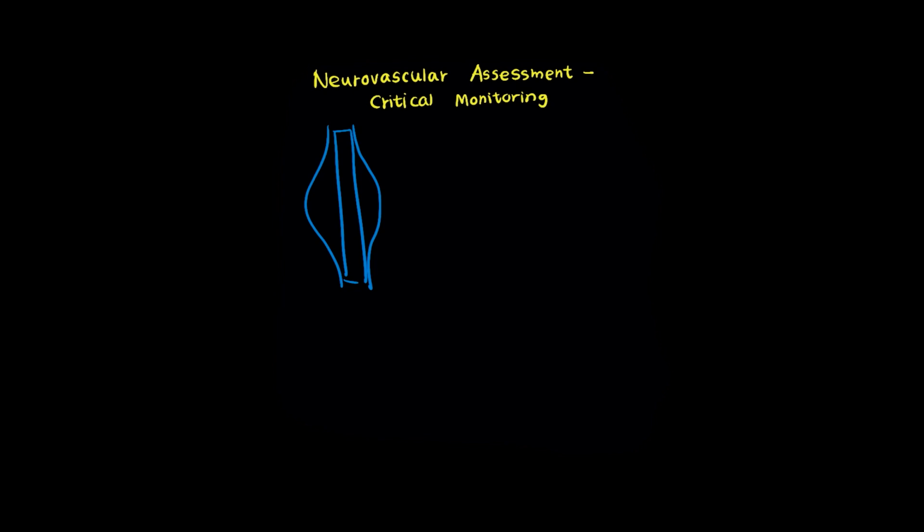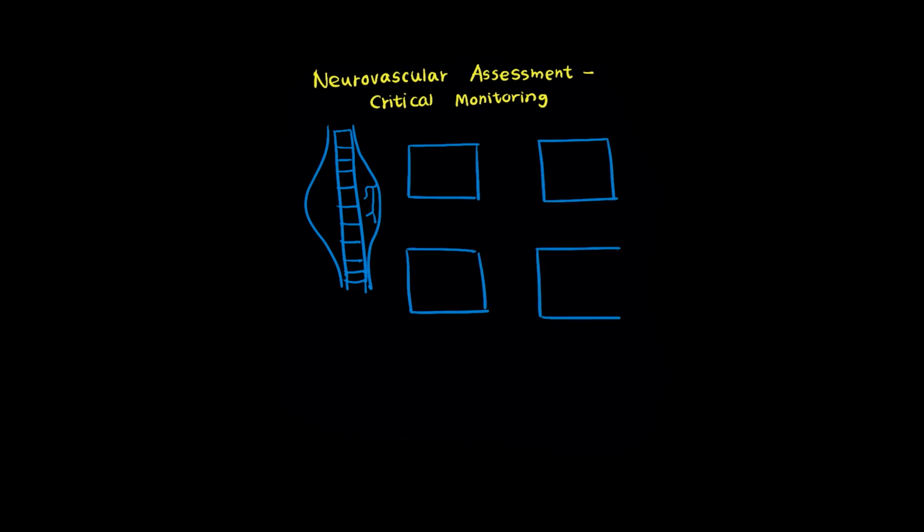After spinal cord injury, neurovascular assessments become a race against time to prevent permanent damage. The nervous system doesn't forgive delays. Once neurons die from lack of oxygen or compression, they don't regenerate. That's why we continuously monitor 4 critical parameters.